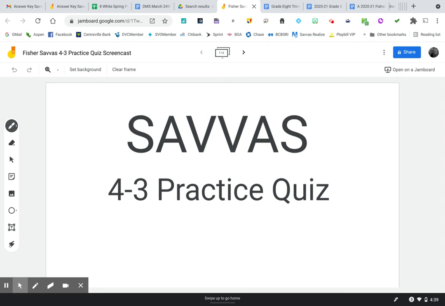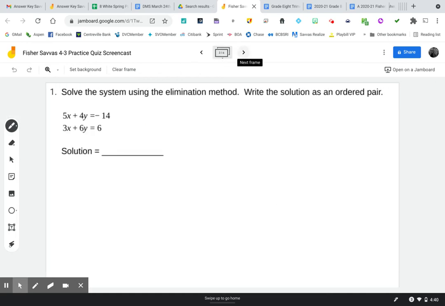Hello, algebra students. Today I am going to go over the 4-3 practice quiz in preparation for your quiz on section 4-3 that you will either have in class on Tuesday or Wednesday. So problem number 1, solve the system using the elimination method. Write the solution as an ordered pair.